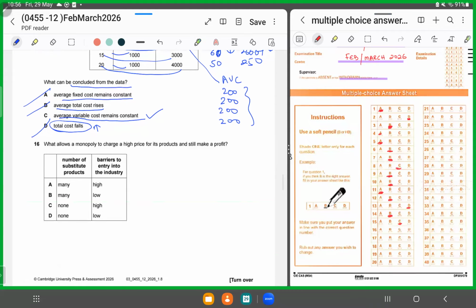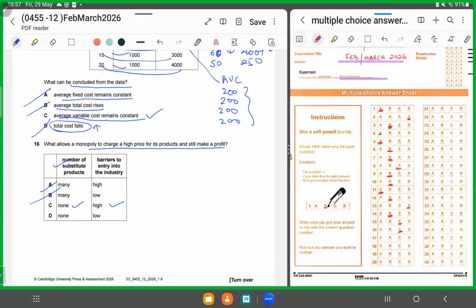I hope it's clear. Moving forward, MCQ number 16. MCQ number 16 says, what allows a monopoly to charge a high price and still make a profit? Number of substitute products: we know a monopoly doesn't have any substitute products, so it cannot be many. Barriers to entry have to be high. So no substitutes and high barriers. So for 16, we'll shade in C as the correct answer.